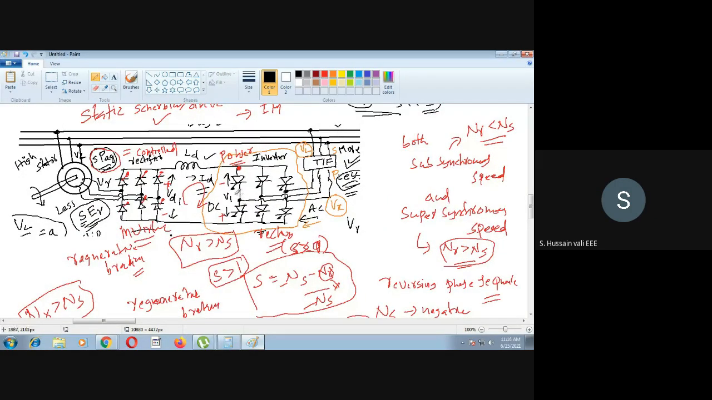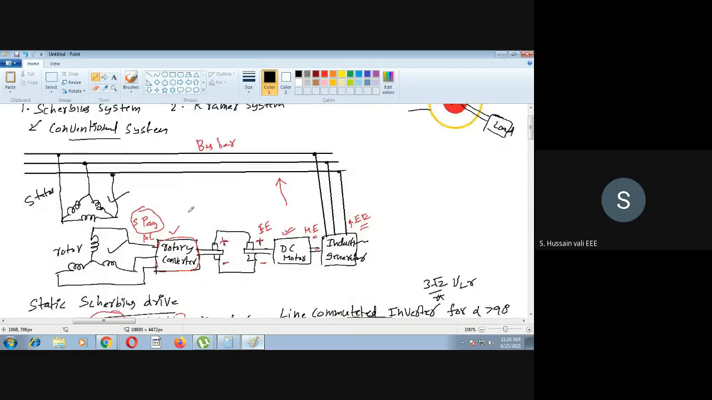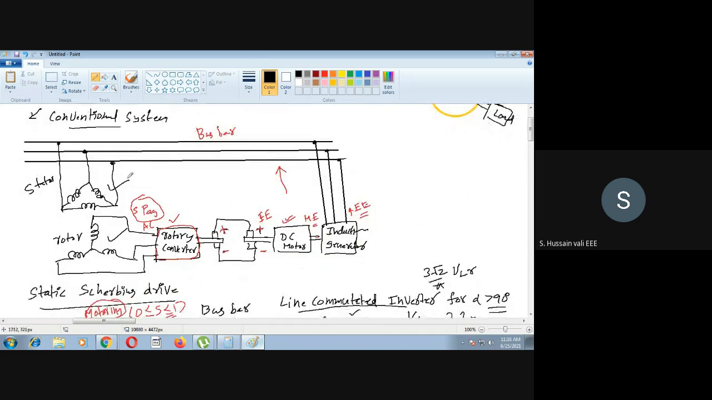Okay. So now what else is here? I will just briefly summarize this. What the Scherbius drive does is that it recovers the slip power and feeds it to the bus bar. This is what it does.